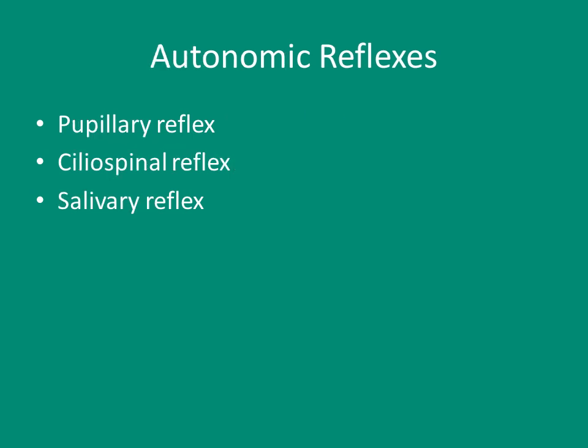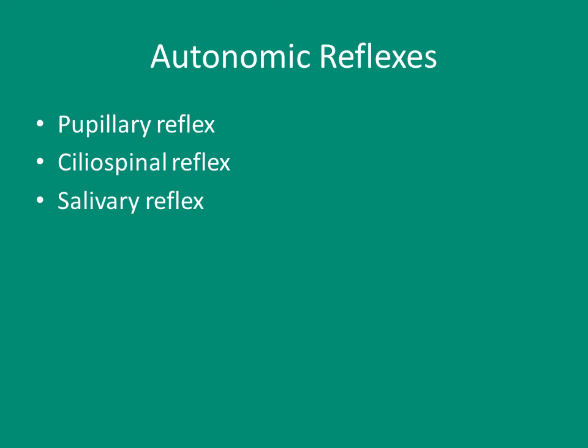A couple of autonomic reflexes that are fairly easy to test for. The reflex with your pupil: if you shine a light brightly in your eye, you're going to notice that the pupil is going to constrict. It's going to decrease the amount of light that's allowed into the eye.